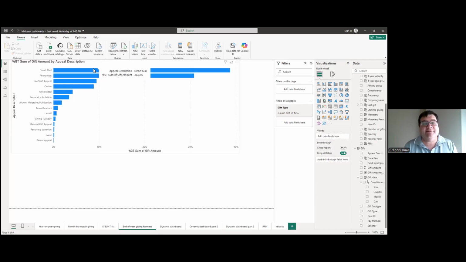Maybe we're spending too much time on direct mail. And online, maybe we're only spending like 5% of our resources, but we're getting more than 5% of the return. So this is a way we can calculate ROI. Obviously, I don't have with me the amount that was spent, or amount of time that was exercised on these various appeals. But what we can do is, we have that information. We can compare it with what we were getting in return.